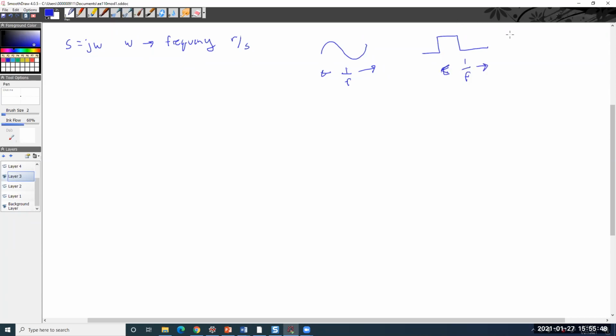Sorry, I'm getting used to drawing with the tablet again. I can have a triangle wave. What we're going to find out in this class is that these signals are made up of sine waves that are scaled in frequency and in amplitude and delayed. Then you sum up an infinite number of sine waves and you can get these shapes.